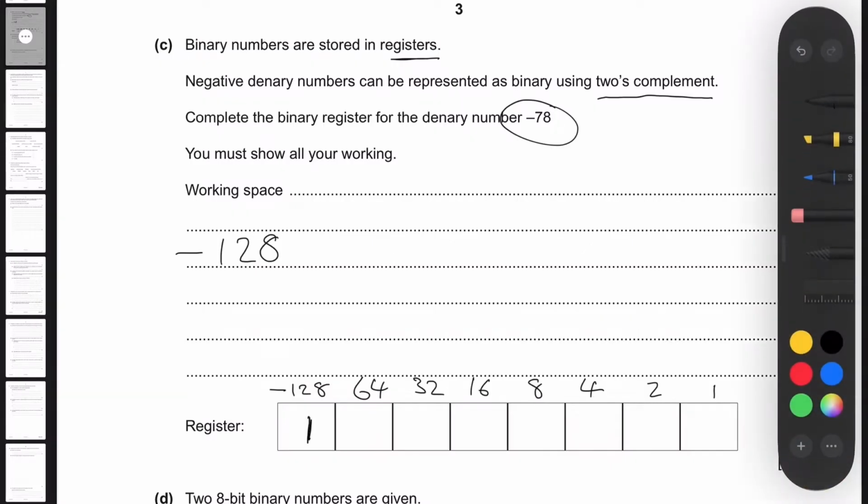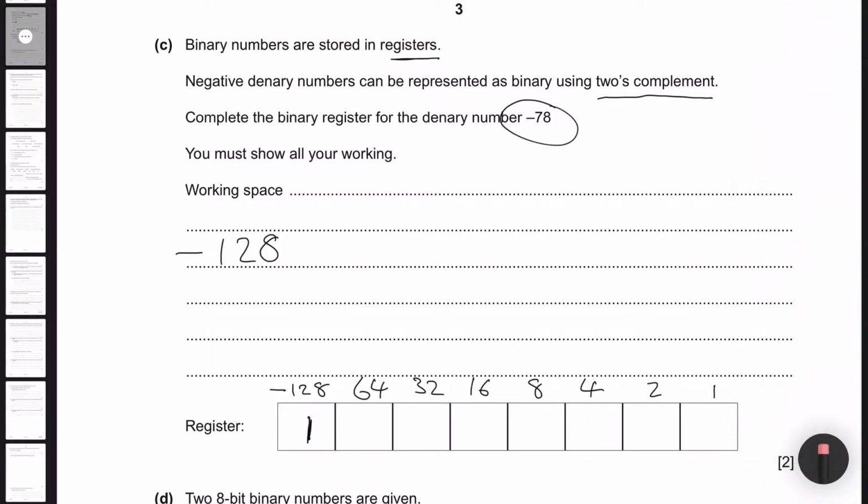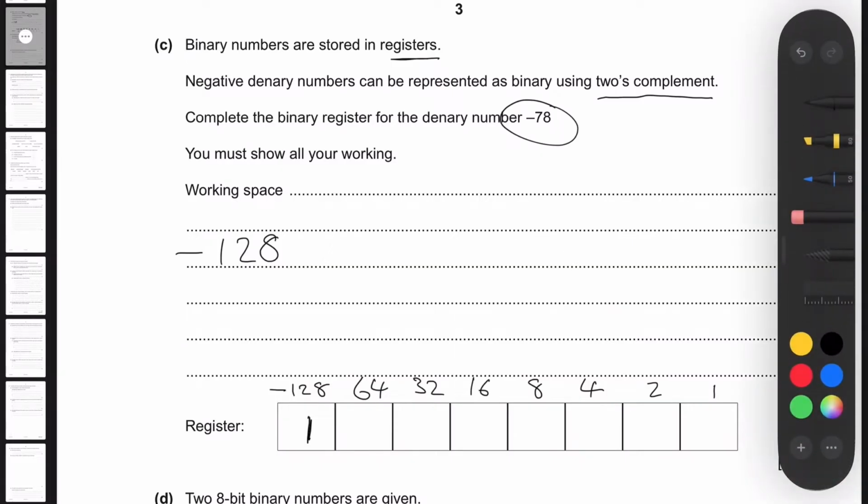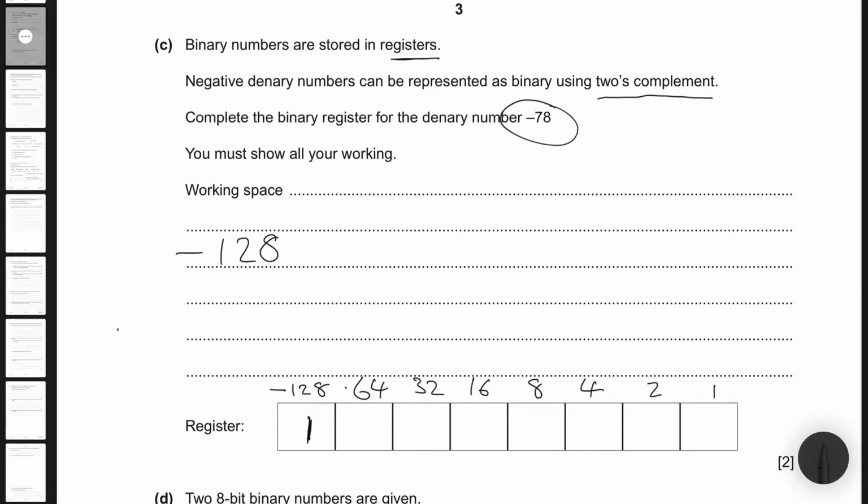Okay, so what we can do, I'm just going to change the colour of the pen. We need to add some numbers to this to get it up to minus 78. It's basically working down the number line. Okay, so let's make a start on this. Minus 128. If I add 64 to it, I'm going to end up with minus 64 because I've gone back up the number line, so to speak. So I'm adding positive 64 to minus 128. I've gone back up the number line to minus 64.